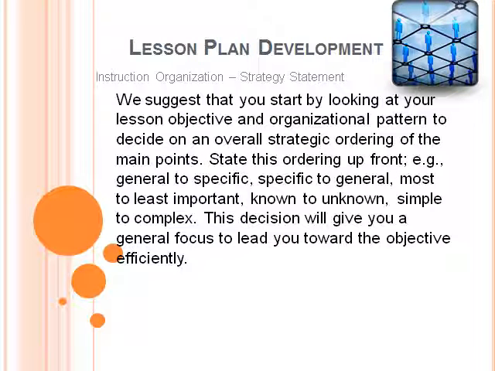Now we suggest that you start by looking at your lesson objectives and organizational pattern to decide on an overall strategic ordering of the main points. State this ordering up front, that is, general to specific, specific to general, most to least important, known to unknown, simple to complex. This decision will give you a general focus to lead you toward the objective efficiently.